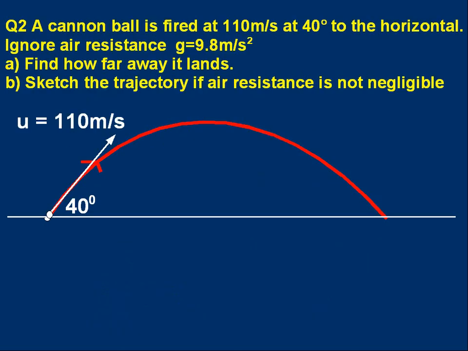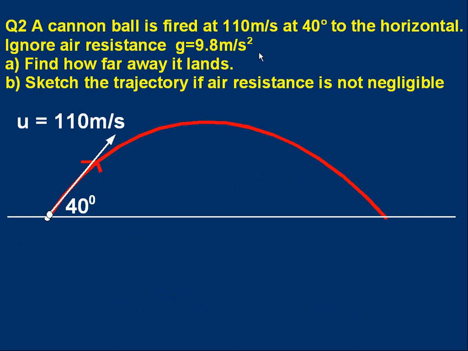I want you to do exactly the same type of calculation as we've done a moment ago. Just different figures. I just want you to practice the technique. So here's question 2. A cannonball is fired at 110 meters per second at 40 degrees to the horizontal. You ignore air resistance. You take g as 9.8 meters per second squared.